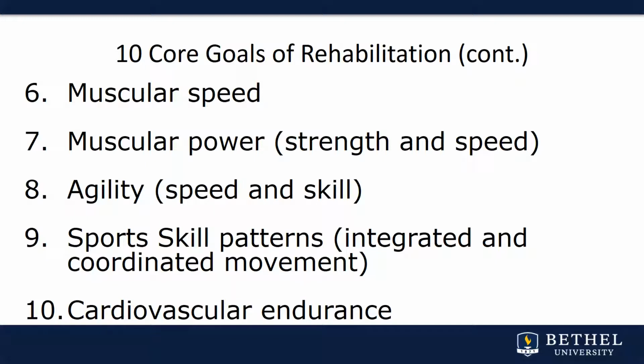Moving on, number 6 is muscular speed. And then after that's achieved, we'll add strength to the speed, and that's called power. So 7 is muscular power. 8 is agility, which is speed and skills. And this is the last individual component of rehab. Number 9 that we move into is sport-specific skill patterns, and we're integrating and coordinating at least 2 components from the above list. And then number 10 is cardiovascular endurance, which continues to progress based on the sport needs.